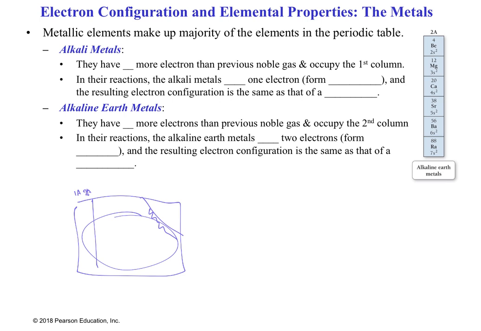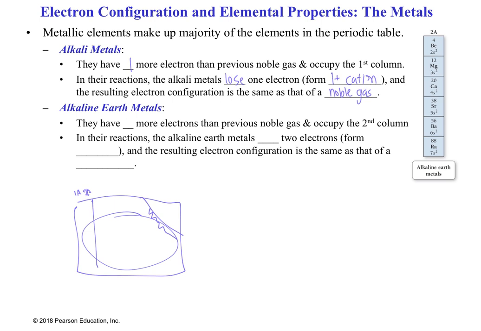They have 1 additional electron, so they have 1 valence electron, right? 1 more than their last noble gas or their core. And because of that, they are super, super reactive. They would like to lose 1 electron to become like their noble gas, forming a +1 cation. And so once they lose that 1 valence electron, their electron configuration is the same as their last noble gas. And so that stabilizes them.